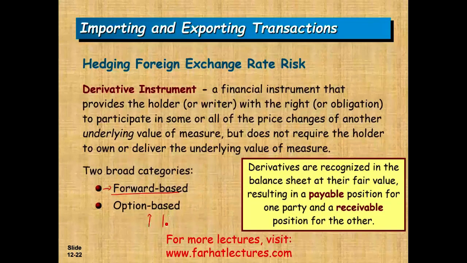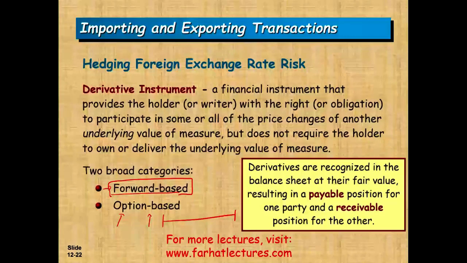Option-based gives you the option within a period to either buy or sell. So basically, option-based is, I'm not going to say it's speculative, but it's more speculative than forward-based. With forward-based, you're looking to protect a certain position, and this is what we're going to be working with in this chapter. Now, you could have forward-based for stocks, for bonds, for gold, and you could have options for stocks, bonds, or gold, but we are dealing with foreign currency in this situation.